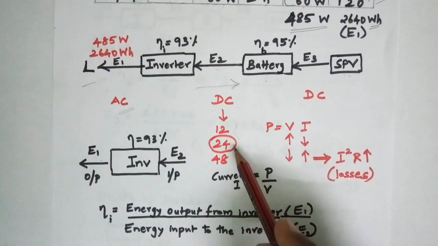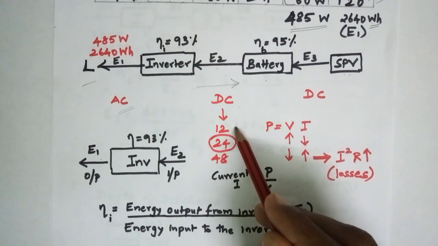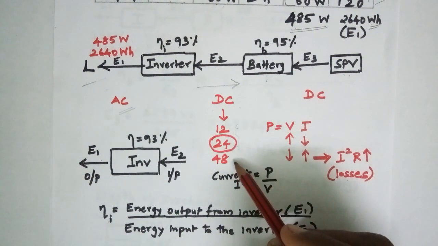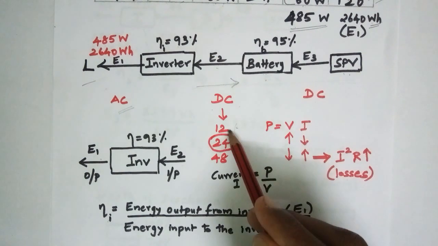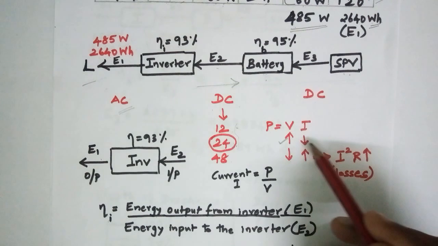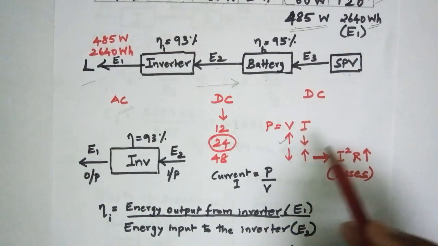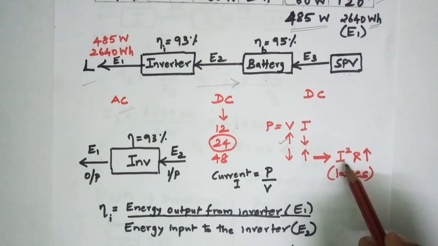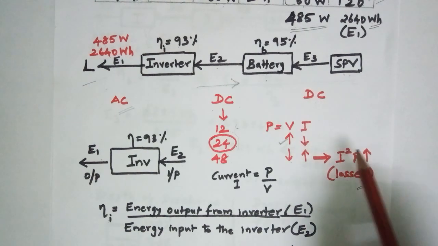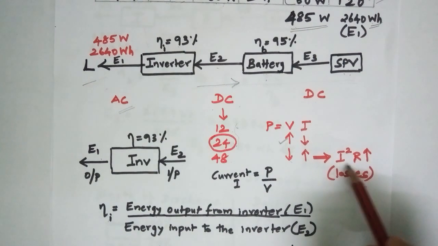See, here I have chosen 24 volt. So what happens if the voltage is lower and if the voltage is higher? If the voltage is higher, the current will be low, and if the voltage is lower, the current will be high. If the current is high, the losses will be more, that is the I square R losses will be more. So we have to minimize these I square R losses.